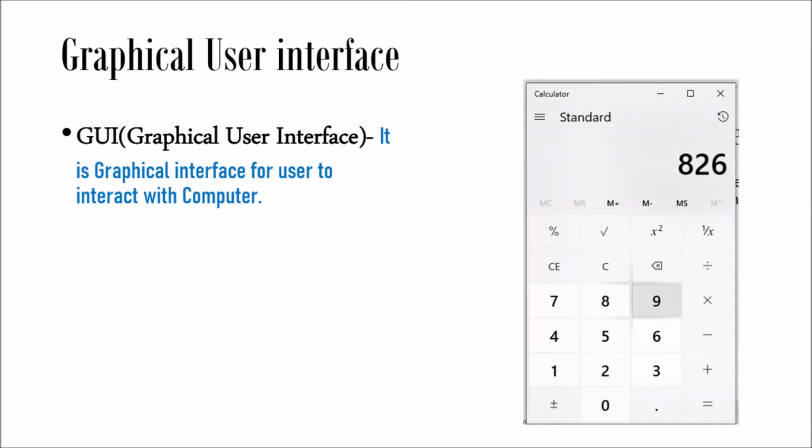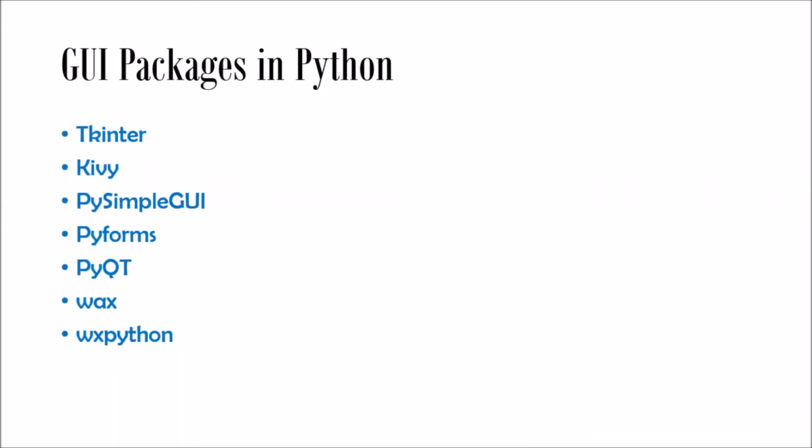To create the graphical user interface, now we are seeing what to use from Python. There are various GUI packages in Python like Tkinter, Kivy, PySimpleGUI, PyForms, PyQt, WxPython. From these various packages we are using Tkinter, which is the basic GUI package in Python. So what is Tkinter? It is included in the Python standard library.